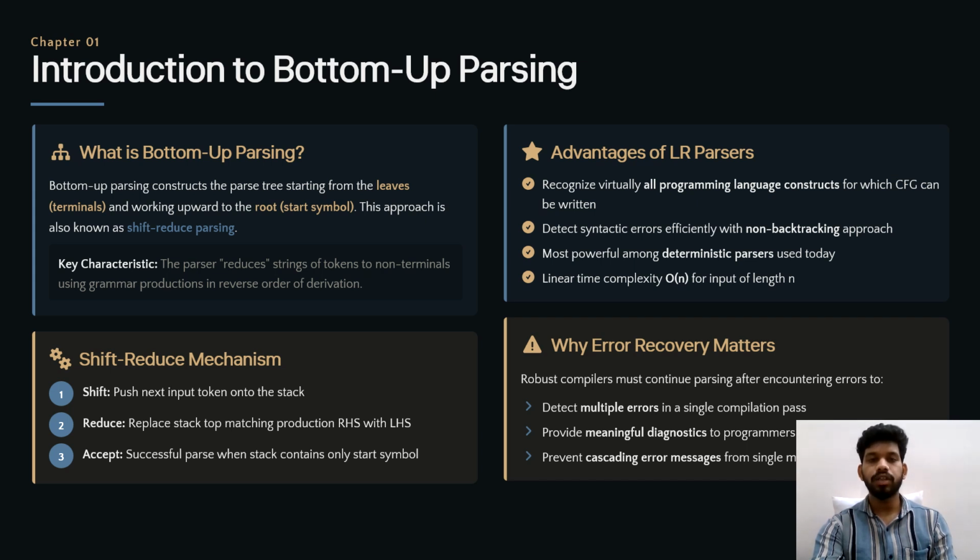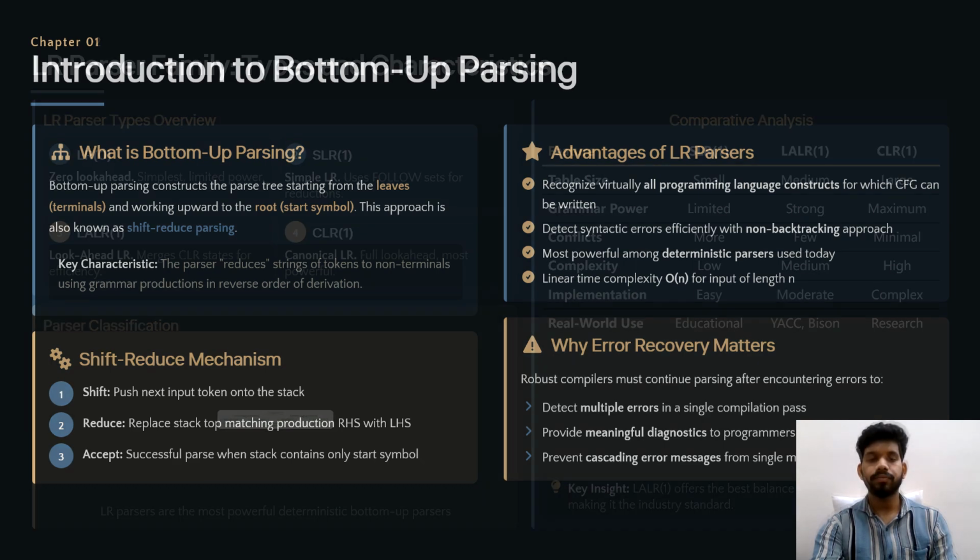Advantages of bottom-up parsing: they handle almost all programming language grammars. They work in linear time, that is O(n). They do not use backtracking. And error recovery is important because a compiler should not stop after the first error. It should continue and report multiple errors in one run.